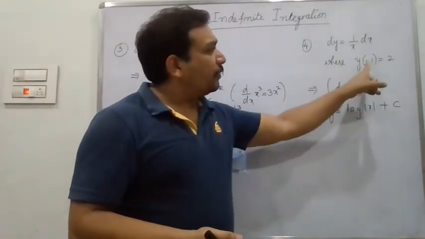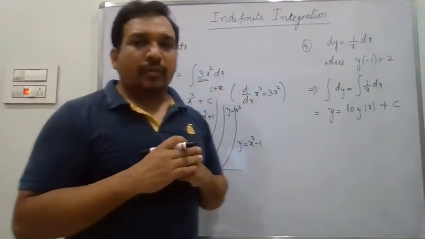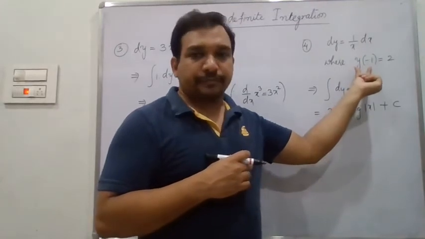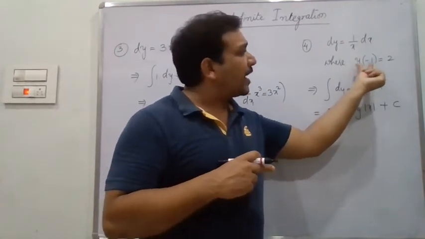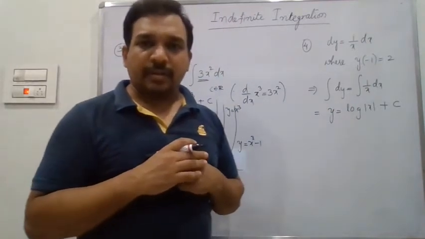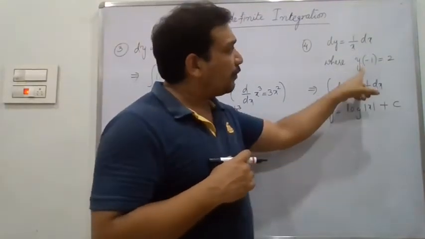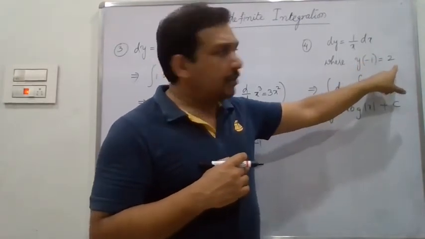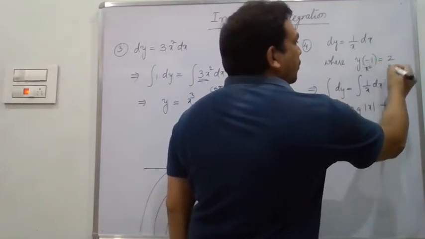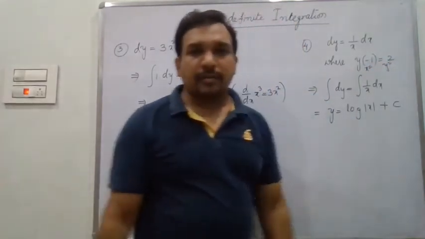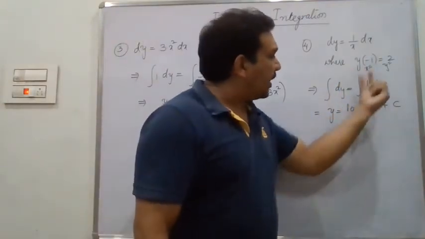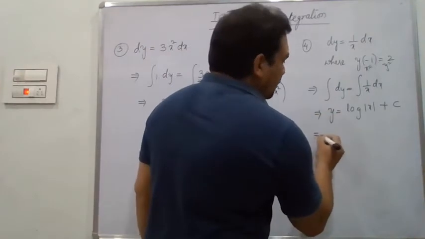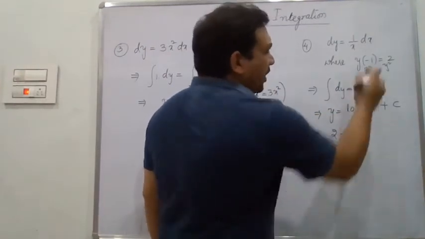What he said is that if y of minus 1 is equal to 2, then what is the function? If y of minus 1 is equal to 2, y means here function f. So he indirectly gave that f of minus 1 is equal to 2. That is the actual meaning. So here minus 1 is the x value and 2 is the y value. Clear? So we'll substitute x equal to minus 1 in the answer and y is equal to 2 in the answer. Substitute 2 instead of y and substitute minus 1 instead of x.